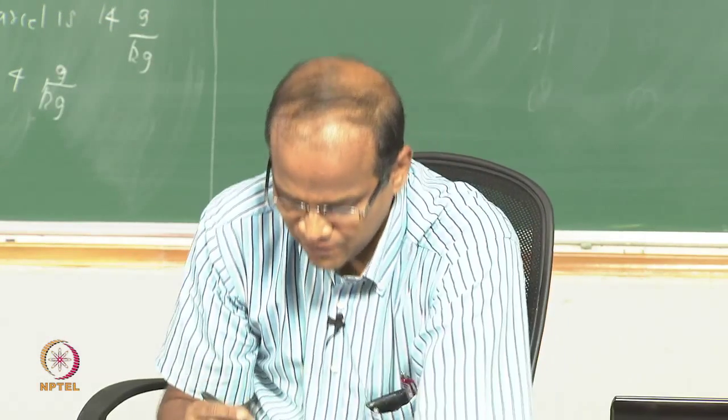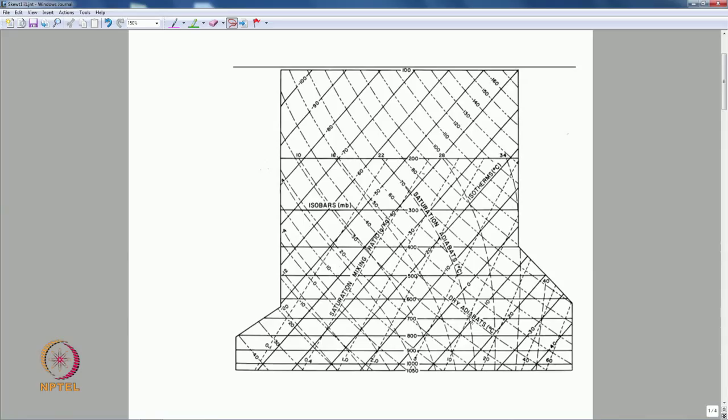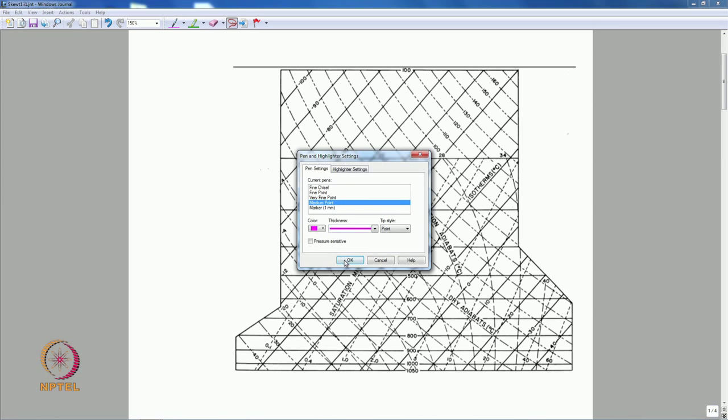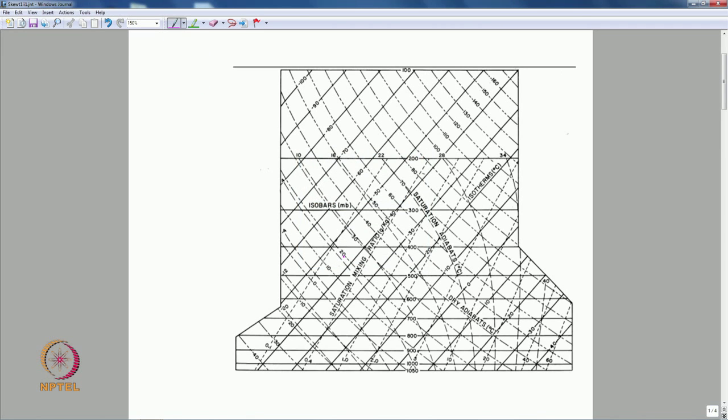Okay. Come again. 710. Yes, you said isotherm 10. Dash line 10. Okay, very good. Pen. Okay. Wait. This one? You are fine, right? Then I will change the color.